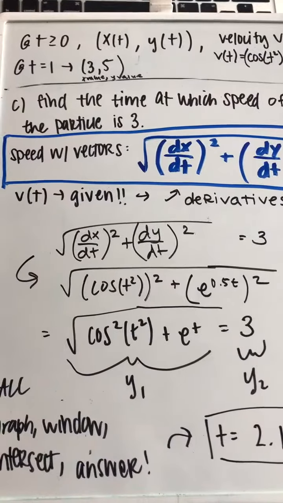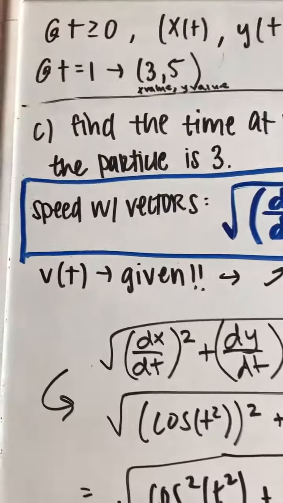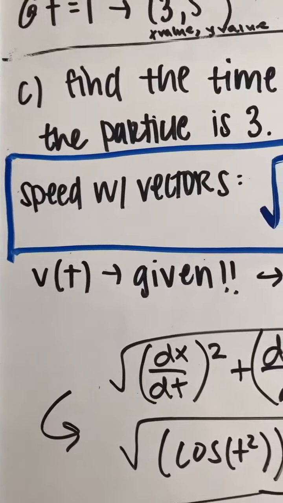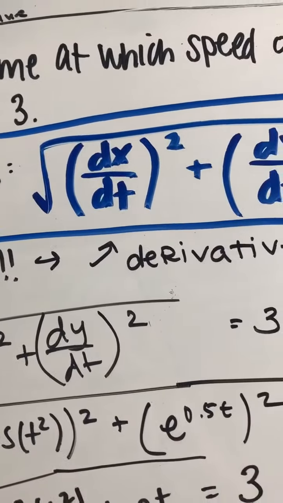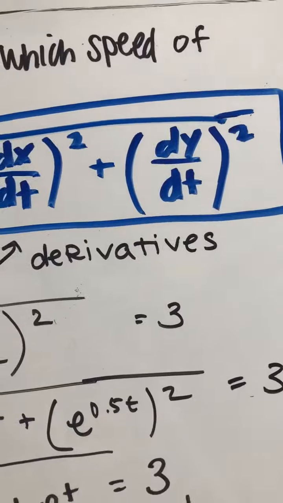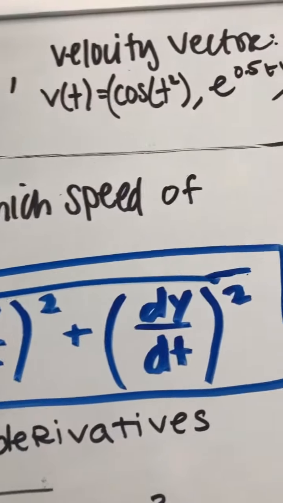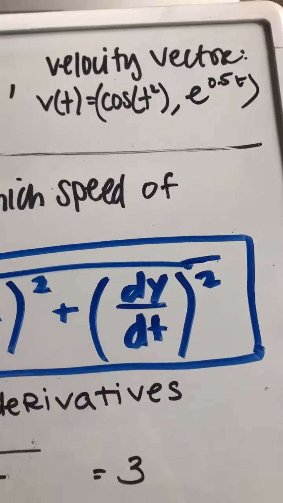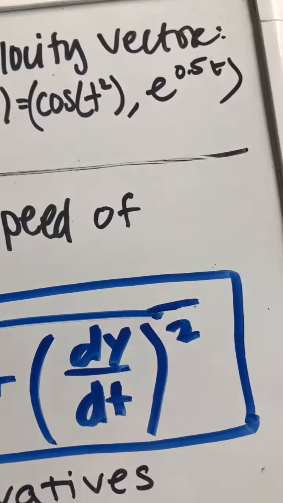So for C, you're finding the time at which the speed of the particle is 3. Something you need to know beforehand is speed with vectors. The equation for that in parametrics was the square root of (dx/dt)^2 plus (dy/dt)^2. And again, we got really lucky because our velocity vectors were given, and that's obviously the derivative. So we already have what we have to plug into this equation.